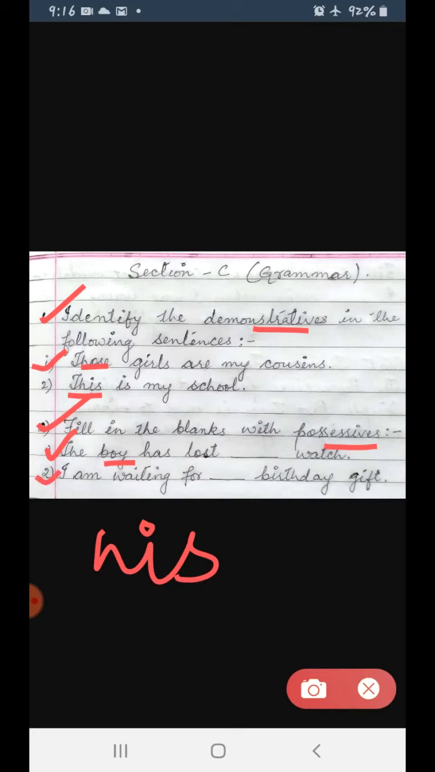Number 2: I am waiting for dash birthday gift. I am waiting for whose birthday gift? According to possessive, I का क्या बन जाएगा? My. I am waiting for my birthday gift. Okay. Next.